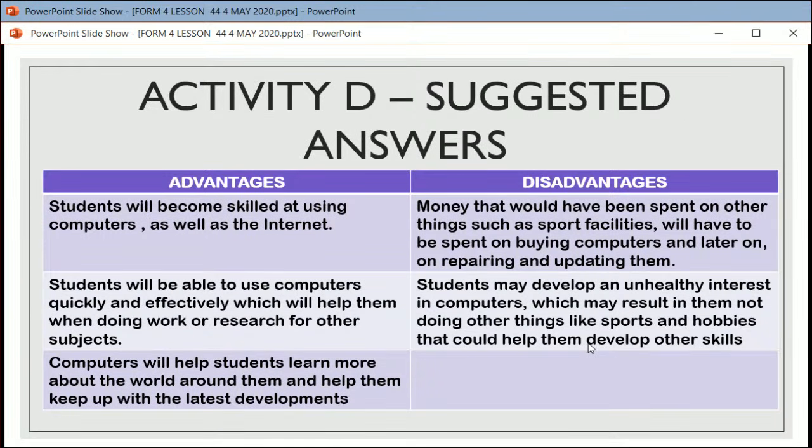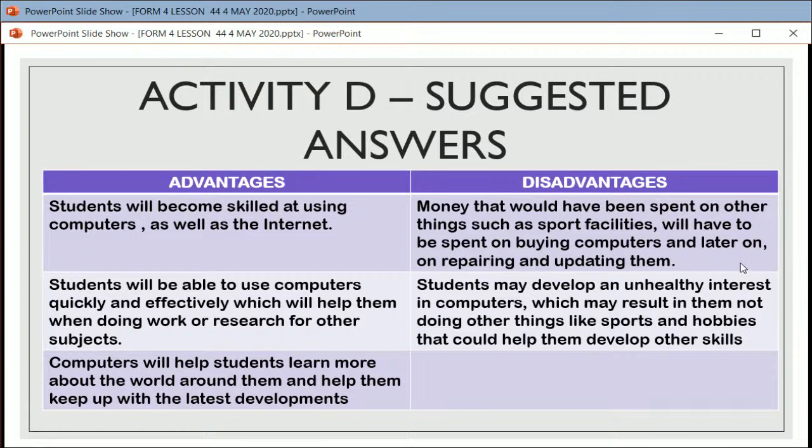So I'm going to give you suggested answers. These are not the only answers. These are suggested answers. You can have better answers than this. So what I have here: students will become skilled at using computers as well as the internet, like some of you said. Students will be able to use computers quickly and effectively, which will help them when doing work or research for other subjects. Computers will help students learn more about the world around them and help them keep up with the latest developments.